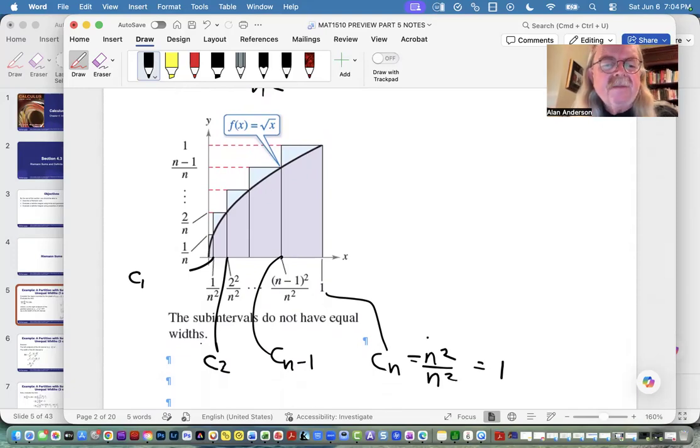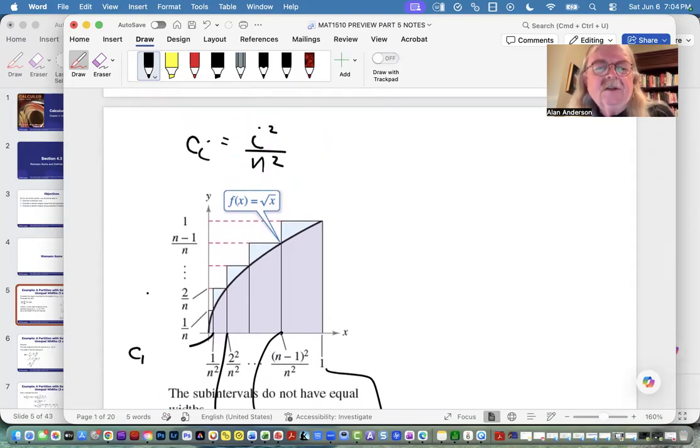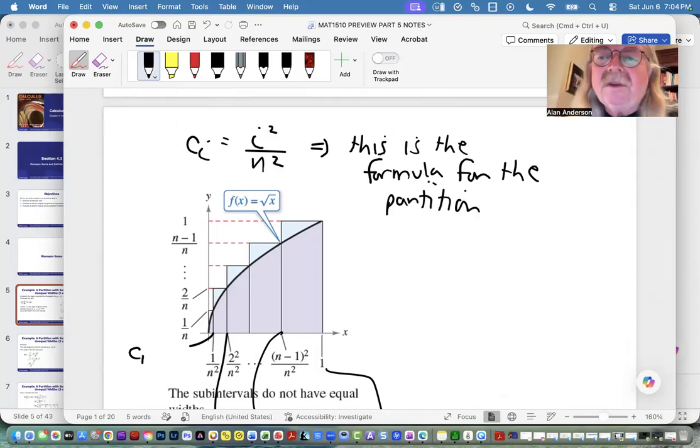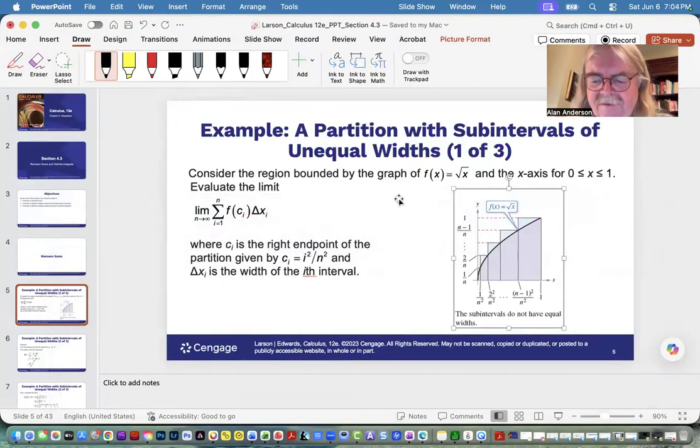So in each case, we've got the subscript squared divided by n squared. Okay. So in other words, this formula is for the partition, meaning it tells me how to break it up into pieces. Now, if they were all the same, like in the previous sections, then we wouldn't even need a subscript. It's just always the same. Okay, so this is what we have.